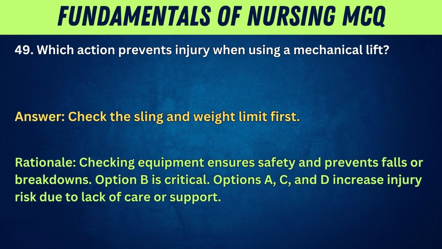Answer: check the sling and weight limit first. Rationale: checking equipment ensures safety and prevents falls or breakdowns. Option B is critical. Options A, C, and D increase injury risk due to lack of care or support.